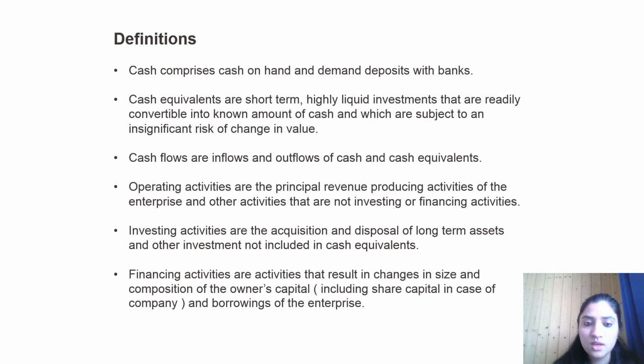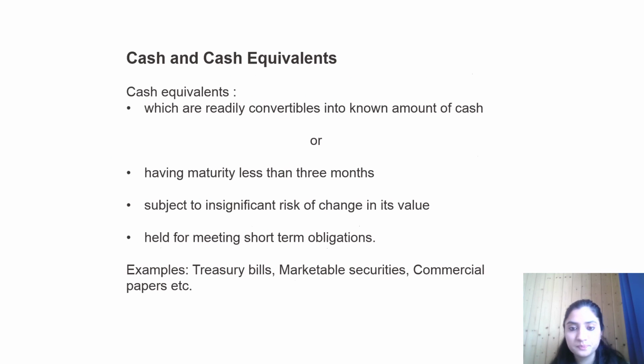So, whenever cash comes into the business, that is called cash inflow, and when cash goes out of the business, that is called cash outflow. Cash inflows are always positive and cash outflows are negative. Cash equivalents are things that could be turned into cash in the near future, very soon, having a maturity of less than 3 months, subject to insignificant risk of change in value and held for meeting short-term obligations.